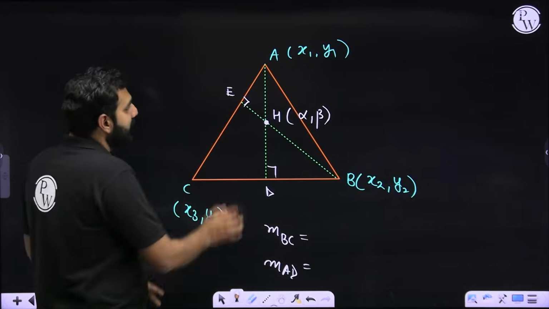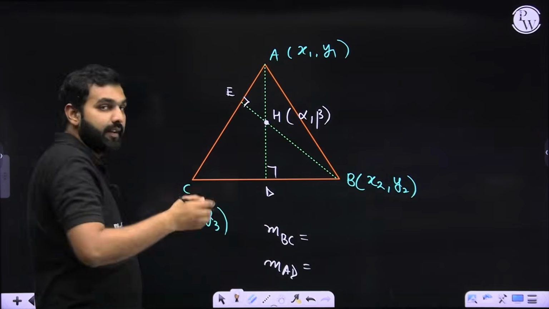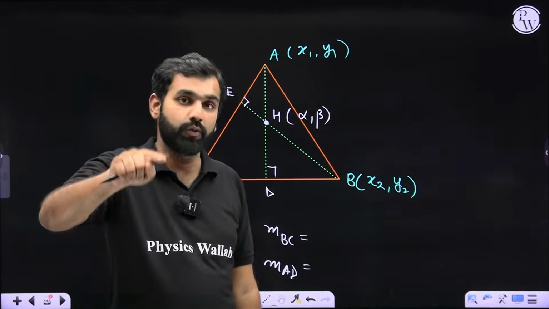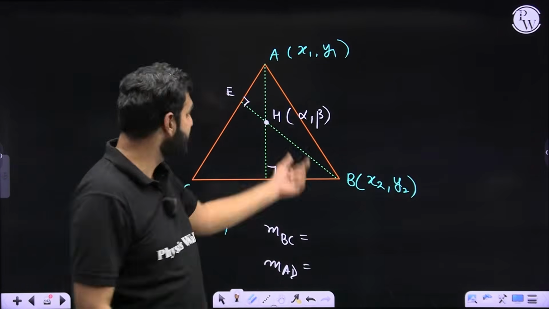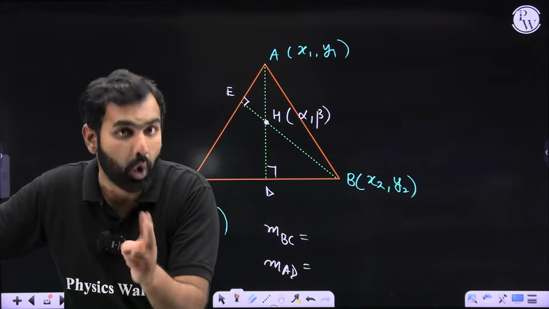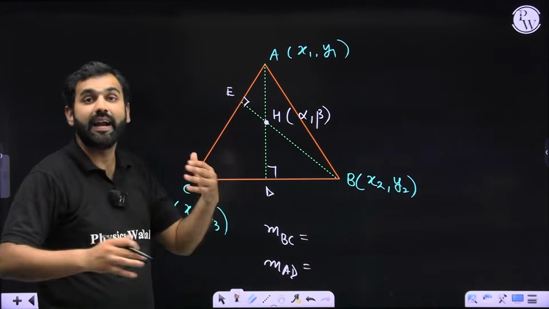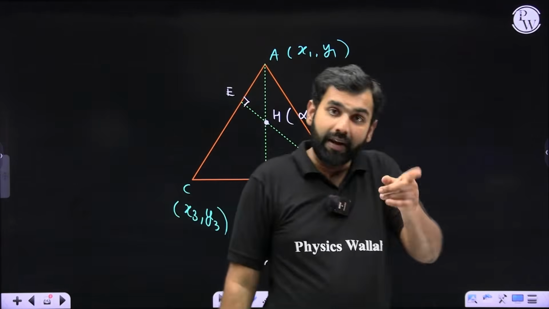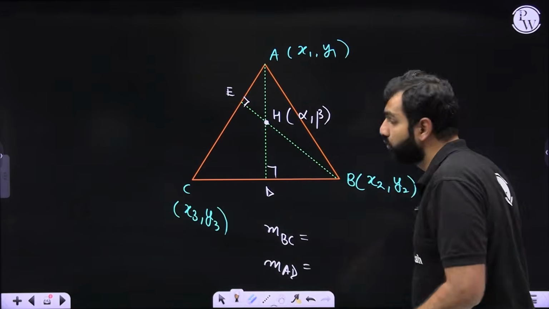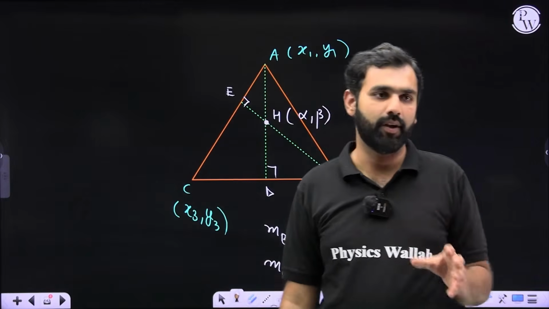Similarly, if I take BE, the slope of BE and the slope of AC, then the product of their slopes will also be -1. So I'll get another equation in alpha and beta. So with these two linear equations in alpha and beta, can I not find the solution, the alpha and beta, which is the orthocenter? So that is again another method of finding the orthocenter through the slope formula. So we need not remember any formula, just understand or remember this particular logic.